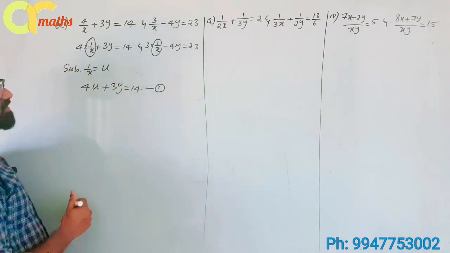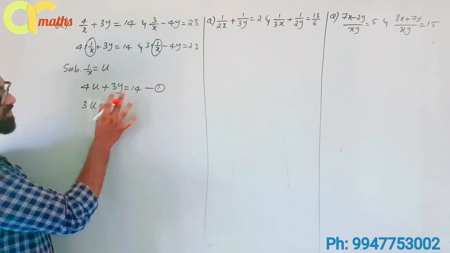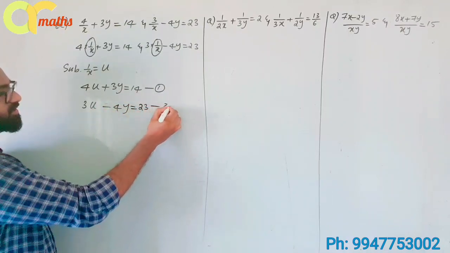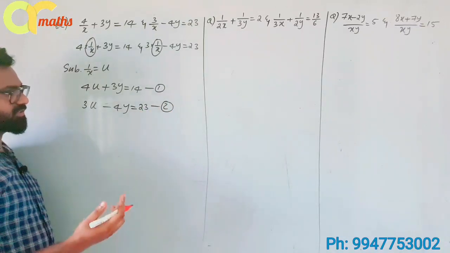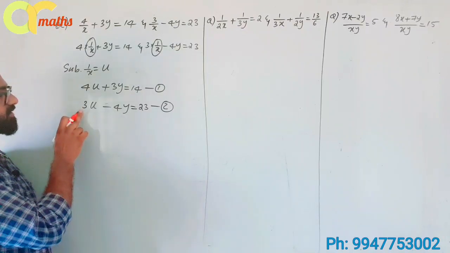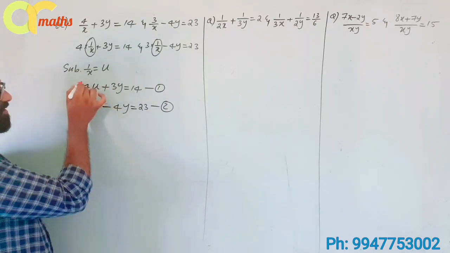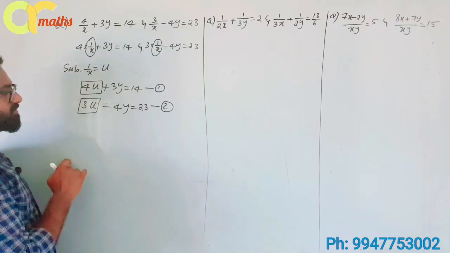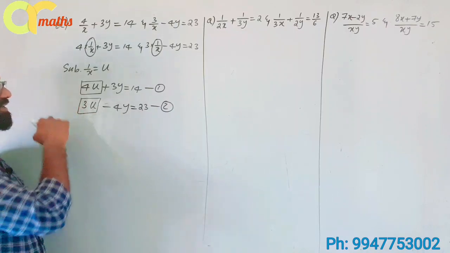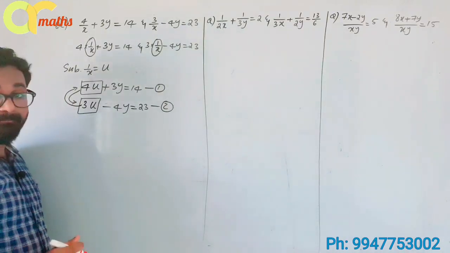Okay. Then next, 3u minus 4y equal to 23. You got second equation. Then you can find the value of u and y by elimination method. How to eliminate? Here 3, here 4. How to make these two terms equal? Here 4, can you make here 4? No. Here 3, can you make here 3? No. You can only make it same by cross multiplication.